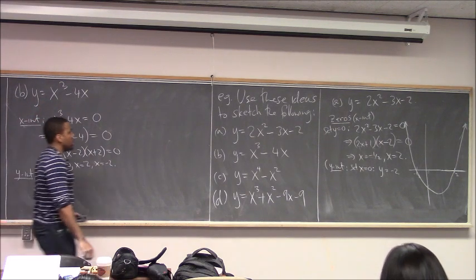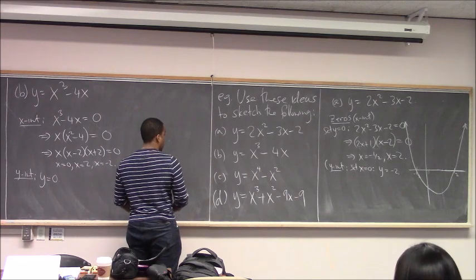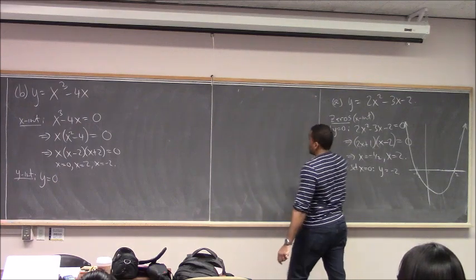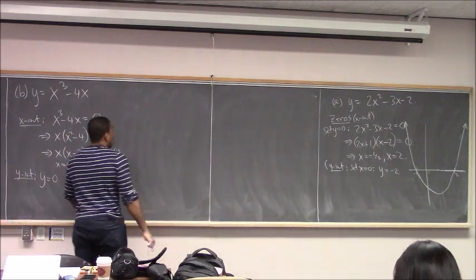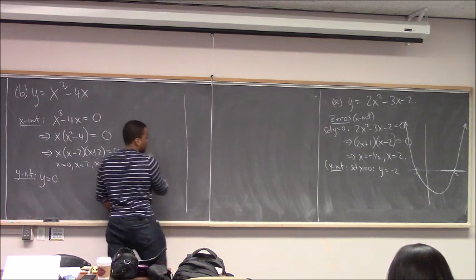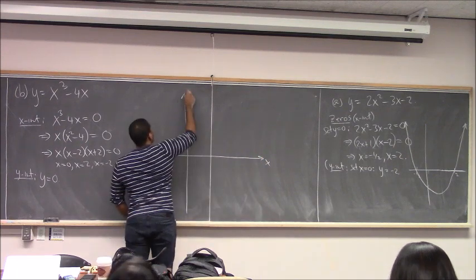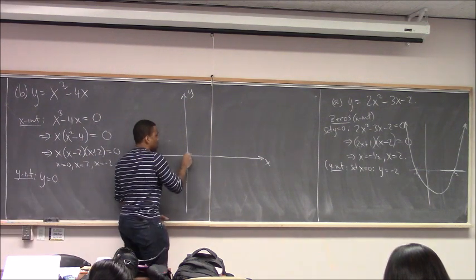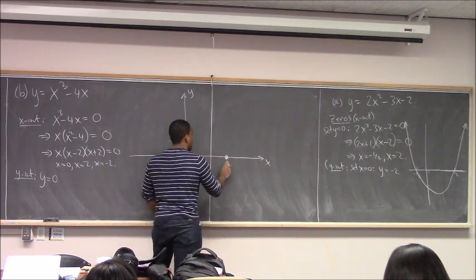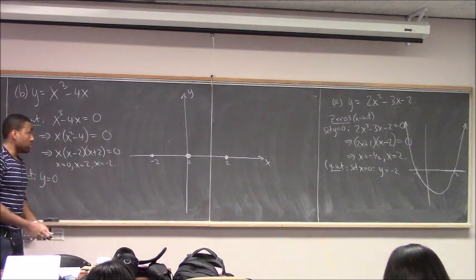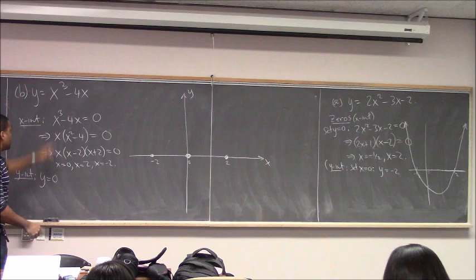So now I can come over here, and I can start to sketch the graph. I'm going to erase this. So let's start by sketching the graph. So we're here. First thing we're going to do is plot the x and y intercepts. So the x goes between 0, 2, and minus 2.